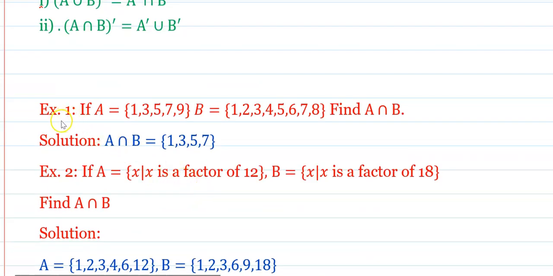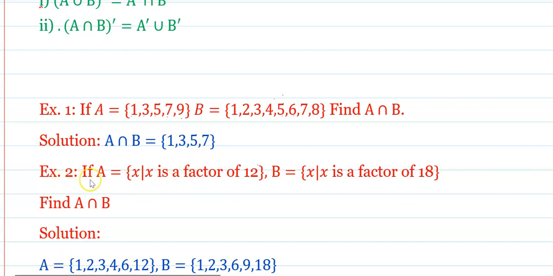Okay. Now the example. If A = {1, 3, 5, 7, 9} and B = {1, 2, 3, 4, 5, 6, 7, 8}. Then find A intersection B, means the common elements. What are the common elements? 1, 3, 5, 7. And hence A intersection B is equal to {1, 3, 5, 7}.